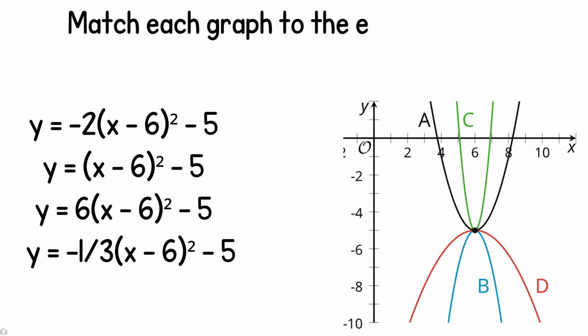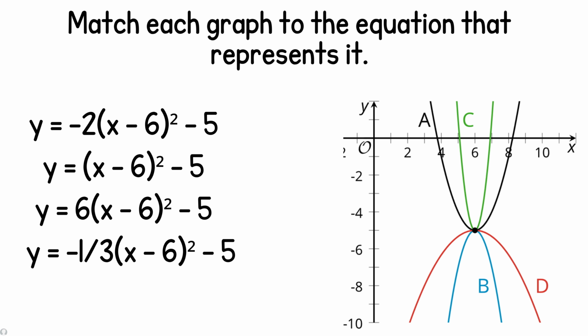In our last example, we're going to match each graph to the equation that represents it. We can see that two of our parabolas open upward and two of our parabolas open downward. They all have the same vertex though, so we'll have to look at the openings to decide which one is which. Let's look at the ones that have a downward opening first, so their a value will be negative. So our first equation has an a value of negative 2, and our last equation has an a value of negative 1/3. Since negative 2 will have a smaller or skinnier parabola, we can see that our first equation would be that blue line, or the B graph on our example.